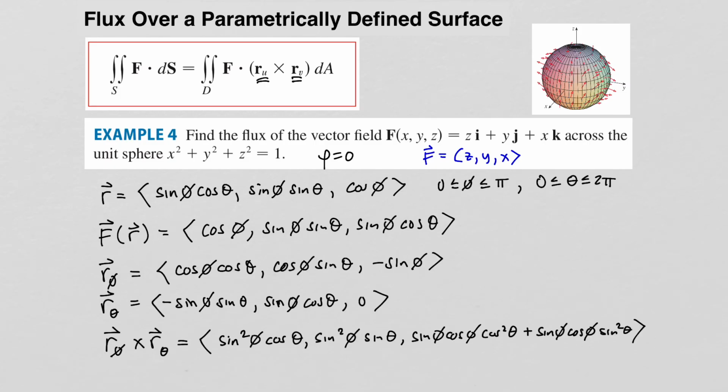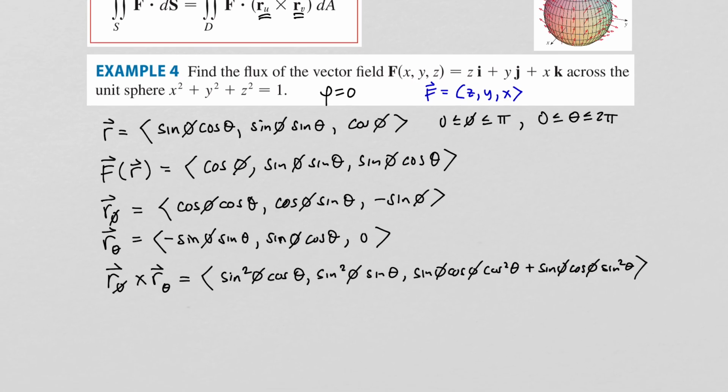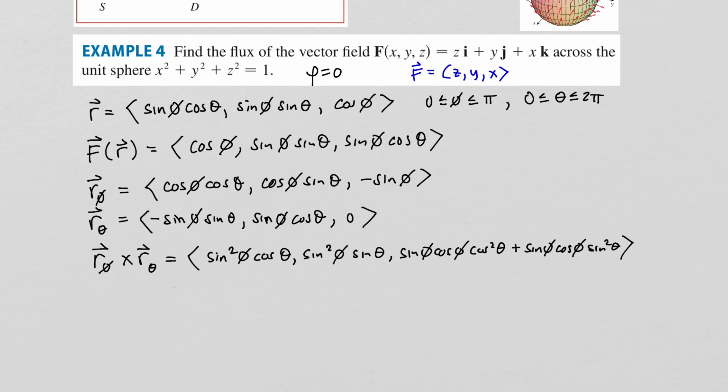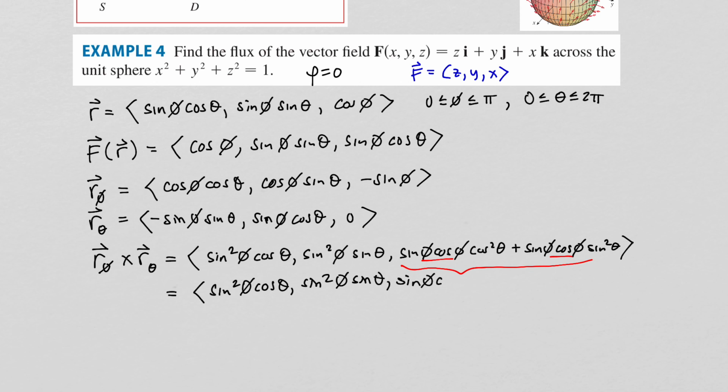Okay, so there's r_phi, r_theta, and r_phi cross r_theta. Let's simplify r_phi cross r_theta. You can factor this out, and then cosine squared plus sine squared is going to equal 1. So this last one here is going to simplify to sine squared phi cosine theta, sine squared phi sine theta, and then the last component there will just be sine phi cosine phi.